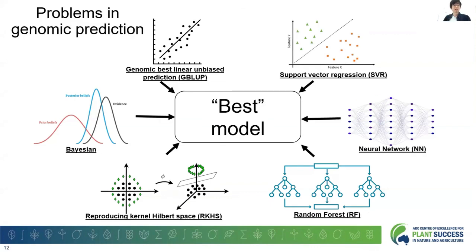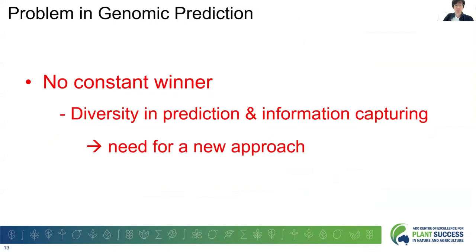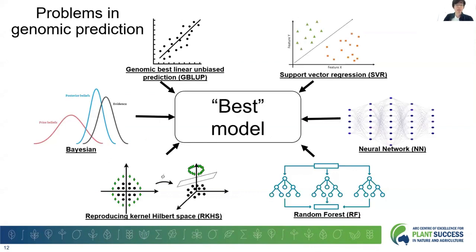And in many cases, we try to find the best single model among them, which can outperform the others all the time, regardless of the scenarios and traits and so on. However, this approach hasn't been that successful because there's no constant winner, caused by the diversity in the prediction and information capturing process. For example, maybe in one case the GBLUP approach can achieve the highest performance across the different traits for one data set, but it may not be true for another data set and so on. And also, there are no complete prediction models which can capture perfect SNP effect estimation.